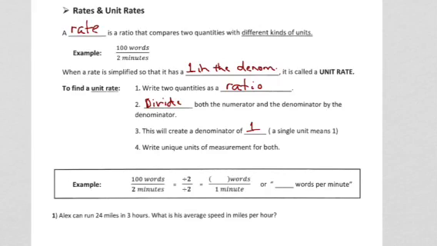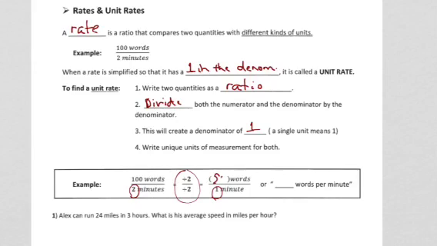All right, so here are the steps to doing that. We write the two quantities as a ratio. Then we divide both the numerator and the denominator by the current denominator. And you can see there's an example down below here. That's where we're dividing by 2 on this step, because that was the current denominator. So you're dividing by 2. That way you get the new denominator of 1.